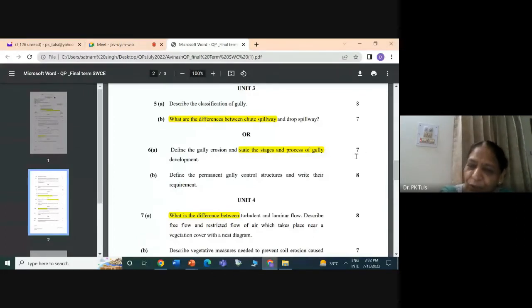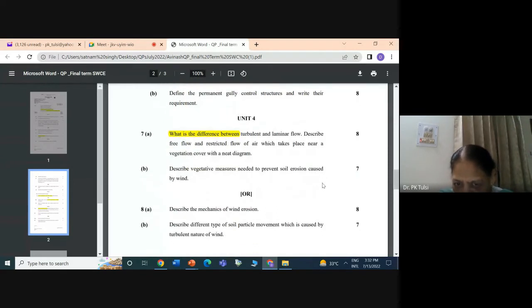The mark distribution you have not given for question number 6A. ये थोड़ा सा ध्यान रखेंगे. Wherever earlier you have given, here it is missing. Then what is the difference again? So simply say differentiate between turbulent and laminar flow, right? Describe free flow, restricted flow of air, which takes. अब इसकी division of marks आपने नहीं दी है.